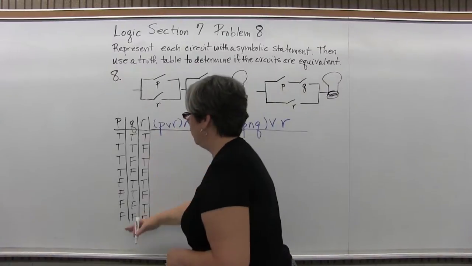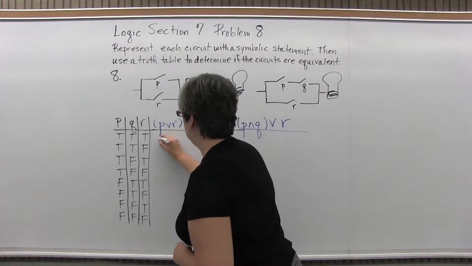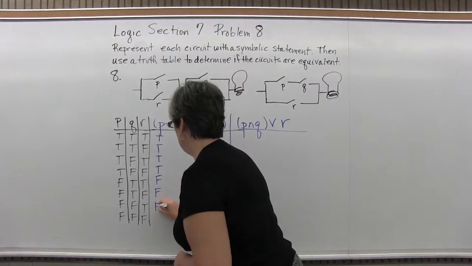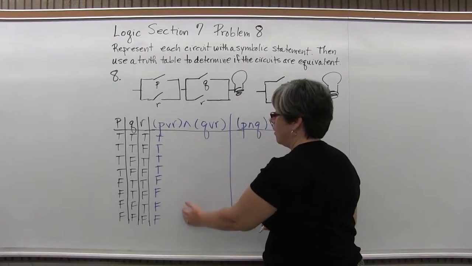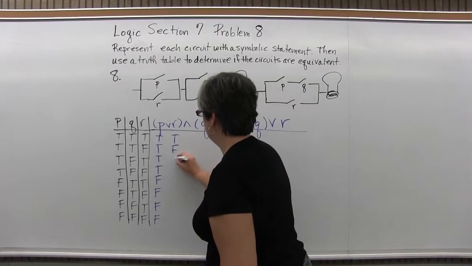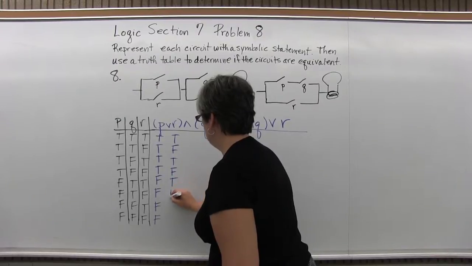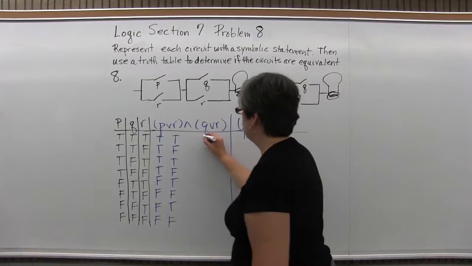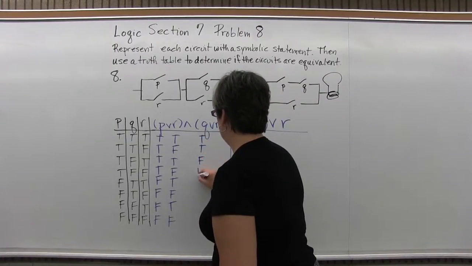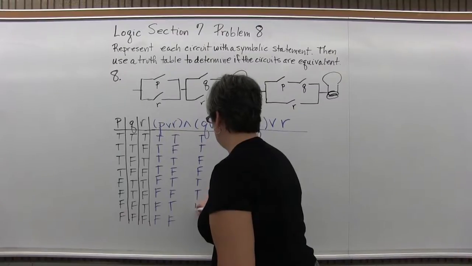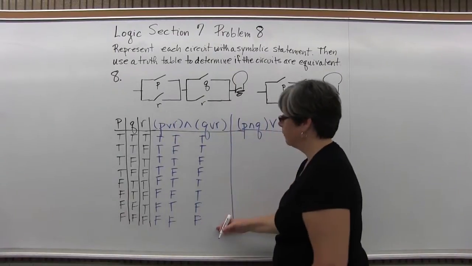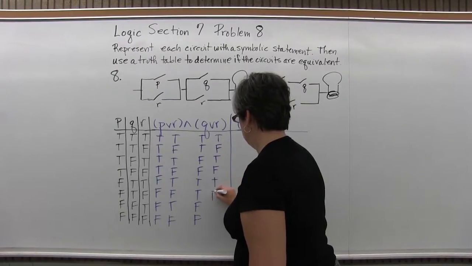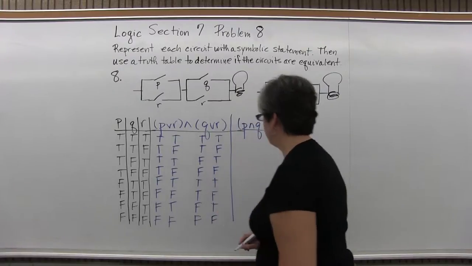So now we're going to bring down all of the simple statements. So P will be true, true, true, true, false, false, false, false. R, true, false, true, false, true, false, true, false. Q, true, true, false, false, true, true, false, false. And R again, true, false, true, false, true, false, true, false.